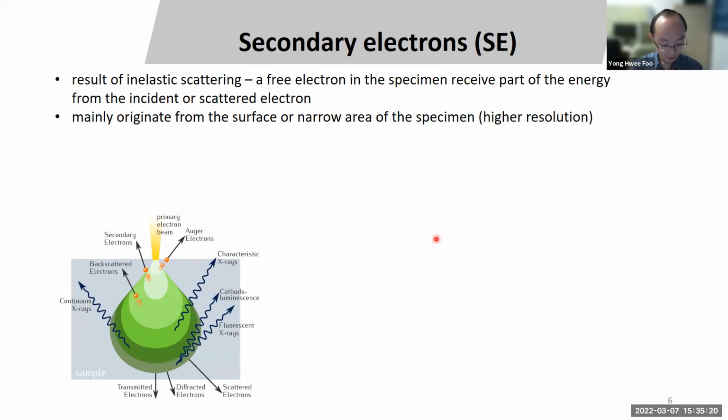The generation of secondary electrons is a result of inelastic scattering, which means that your incident electron hits the free electrons in the specimen, and the energy is transferred to that electron, and that electron gets propelled out of your sample. That's called the secondary electron. It mainly originates from the surface or a very small region of the specimen. So this has a higher resolution compared to backscattered electrons, which I will talk about in the next slide.